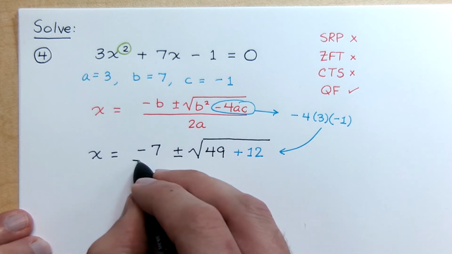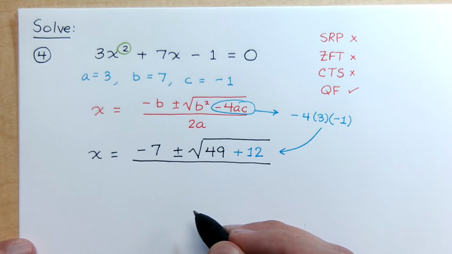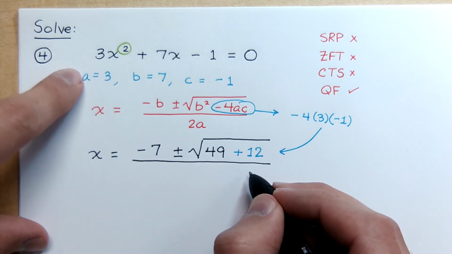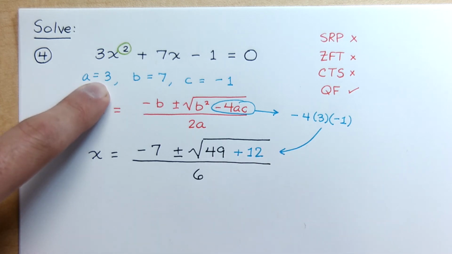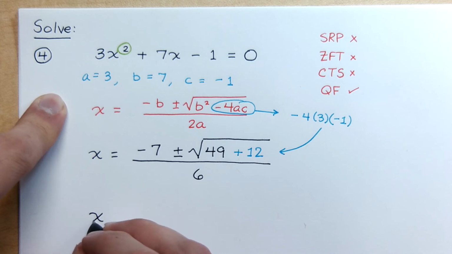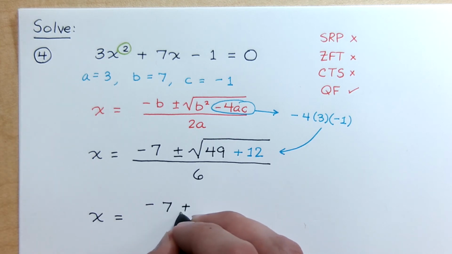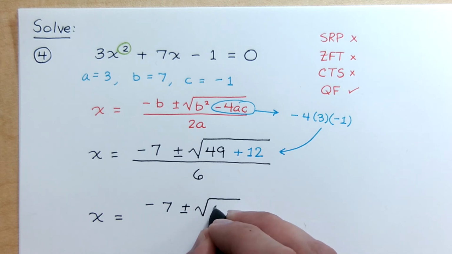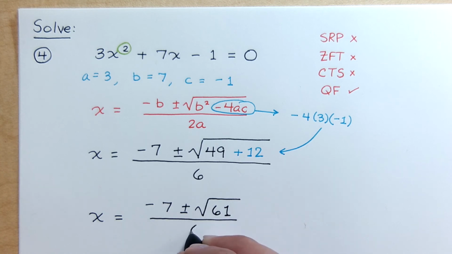Now remember, this is all over 2a. Don't just put the radical in the numerator, but all of this is over 2a. A is 3, so 2 times a makes that 6. And then all we need to do here is to just clean up a little bit. So x equals -7, plus or minus the square root. 49 plus 12 is 61. And again, this is all over 6.